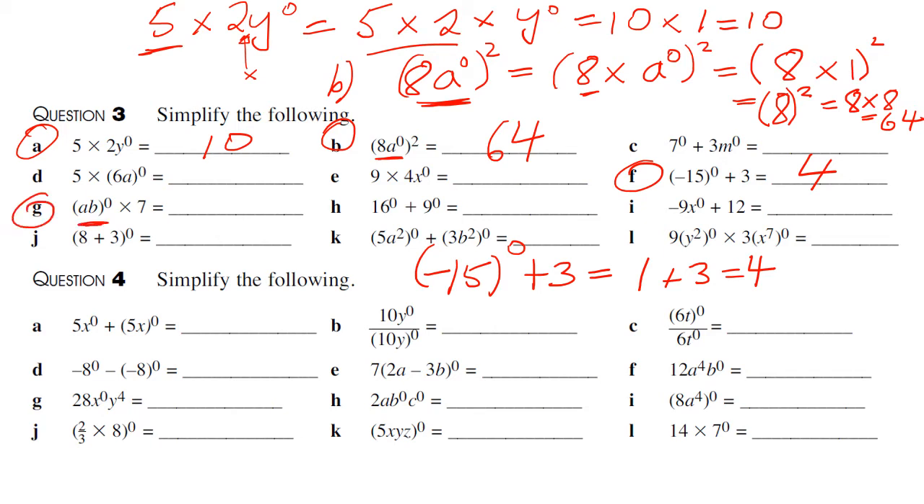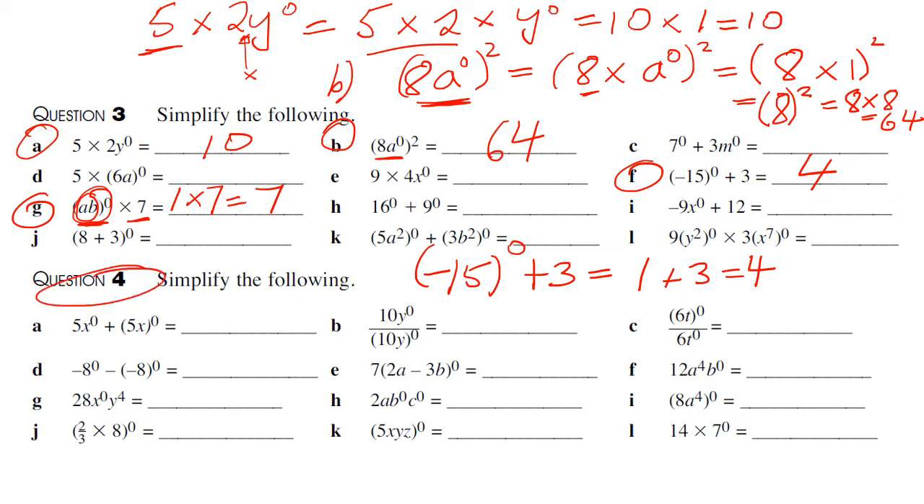(AB) to the power of 0 and then times 7. You can see the bracket, which means I don't really care what's inside the bracket, because whatever's inside the bracket, if I raise it to the power of 0, I'm going to end up with 1. This whole chunk is going to become 1 times 7, which means my answer would be 7. Alright, I think I've done enough for you. You should be able to do more.